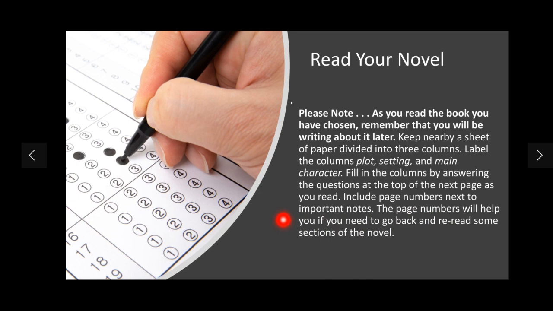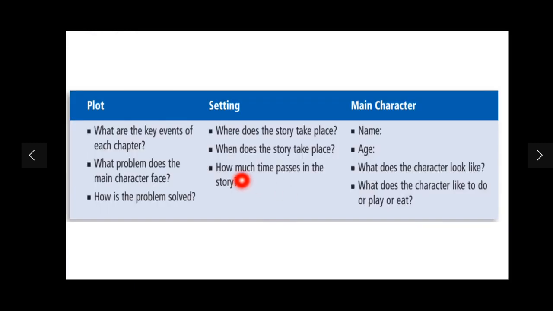So let's see what the questions are, how to answer them, and how to put the answer for each question in the relevant column. In the first column you write plot, in column 2 you write setting, and in column 3 you write main characters when you read a novel in order to review it.